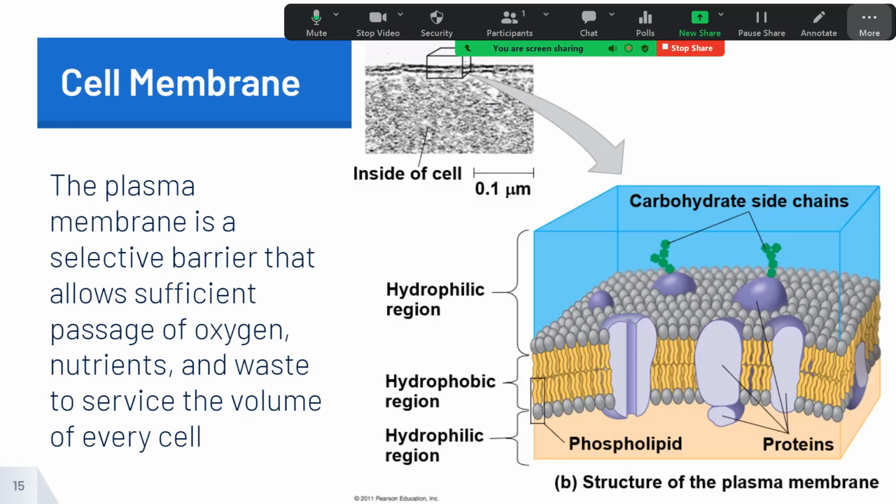In chapter 5, we'll get into more detail about exactly what can and cannot get through it and why, and how we've got active and passive transport. We'll get to all of that in the next chapter. But for this recording, we're just going to stick to talking about some of the organelles and their important functions. So the plasma membrane is a selective barrier that allows the passage of oxygen, nutrients, waste, and it's also going to determine the volume of the cell, the size of the cell, what's inside of the cell.